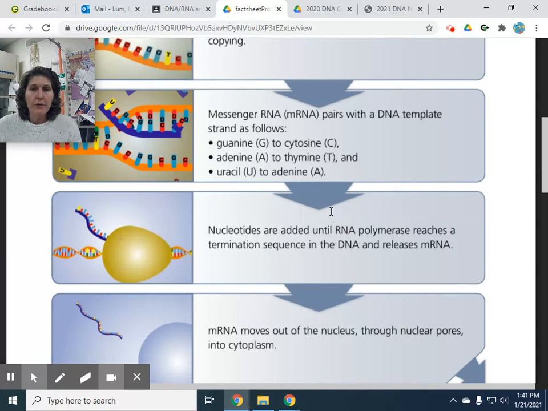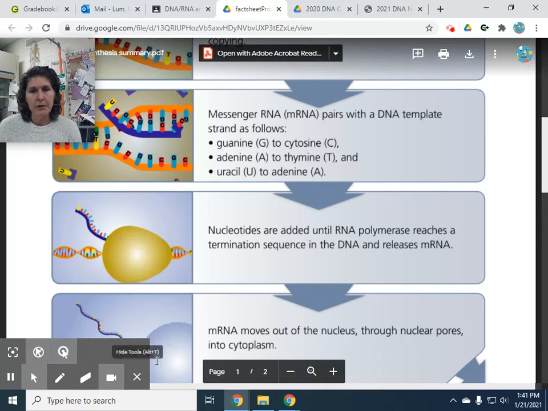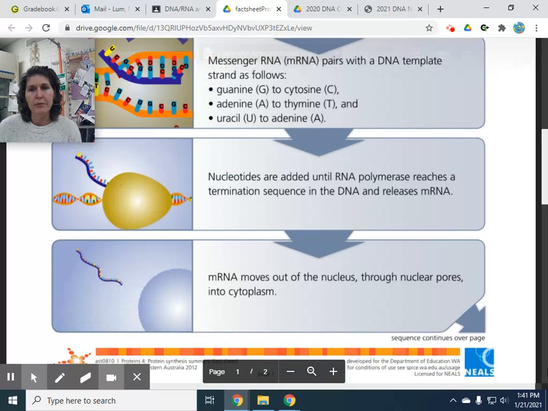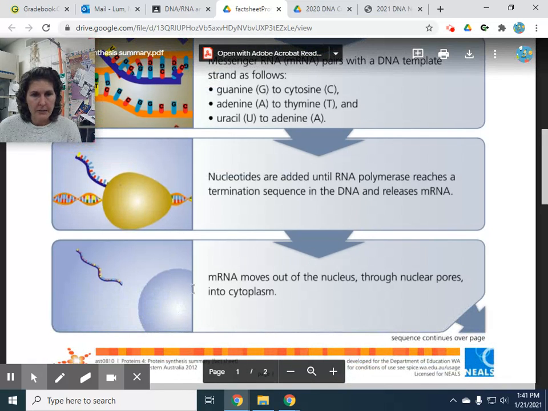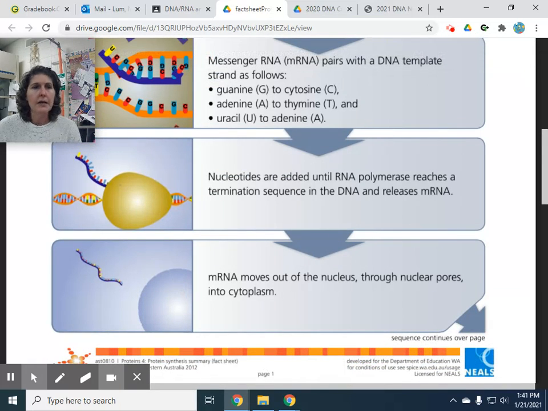We keep adding nucleotides until the polymerase reaches a termination sequence. It says, hey, this is the end of the gene. This is all I really need to transcribe into my language. I'm done. DNA gets released. The polymerase, the enzyme, gets released from that. The original DNA comes back together again. And you can see here, this was my nucleus. Messenger RNA moves out through the nuclear pores and goes out into the cytoplasm. It's out in the cytoplasm that this whole next process takes place.